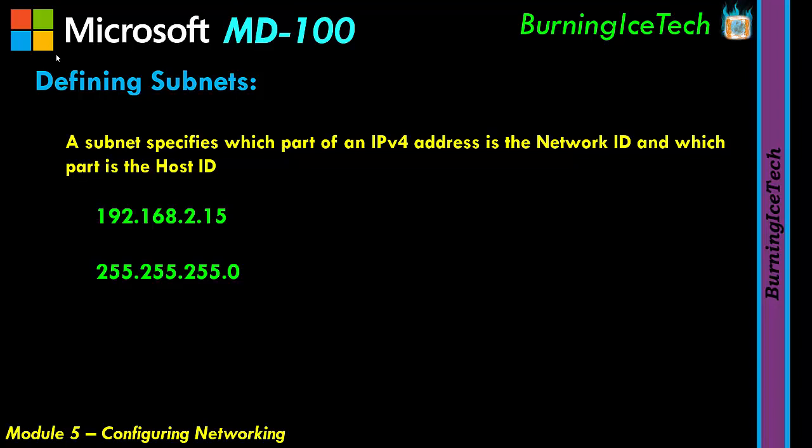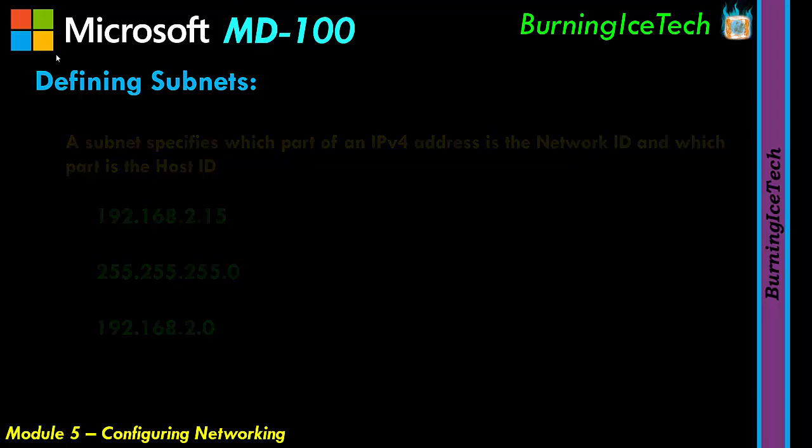So what is my network ID? In this case, my network ID is 192.168.2. Yeah, I added a 0 there, but you can ignore that. So it's basically the 192.168.2. That is my network ID. That is what's going to be the same for everyone on this specific network.